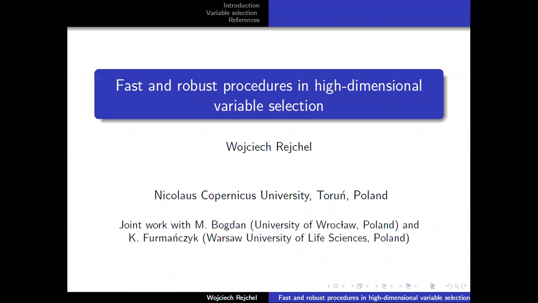My talk is about fast and robust procedures in high-dimensional variable selection. This talk is based on two papers, the first one with Małgorzata Bogdan from University of Wrocław in Poland, and the second one with Konrad Furmańczyk from the Warsaw University of Life Sciences, also in Poland.